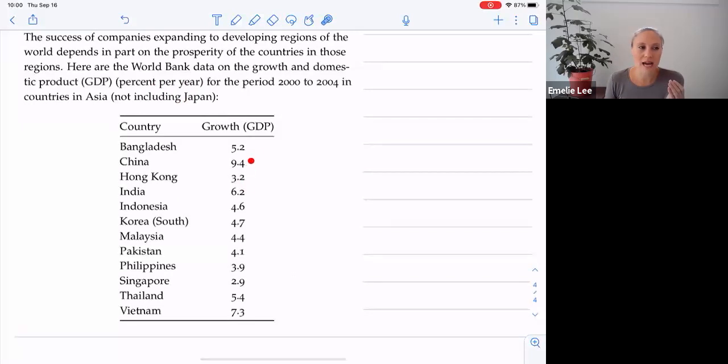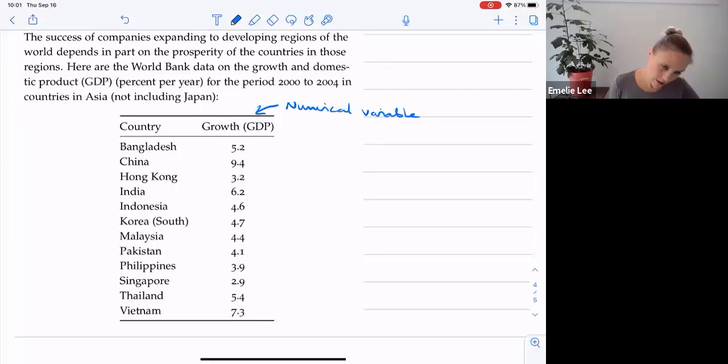So we have this numerical variable growth, or the GDP, if you want to call it that instead, right? And so country would be kind of the observation, or we could call it a categorical variable if you wanted to, right? But the variable that we're interested in is the GDP, and that's a numerical variable. Right? Makes sense because that's the section that we're in. We're analyzing numerical variables. So here we go.